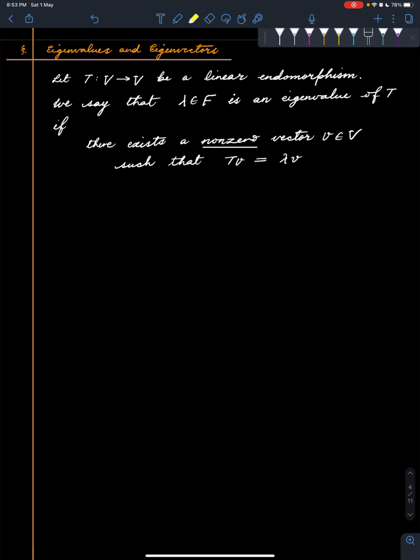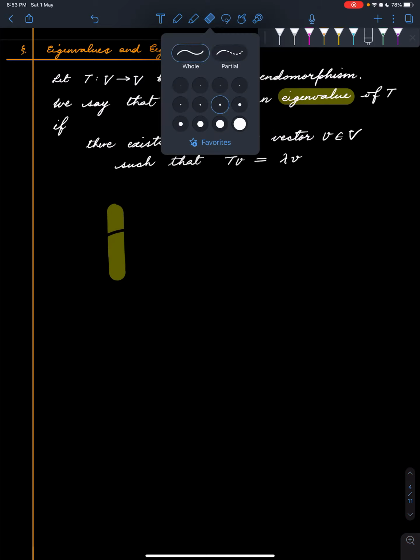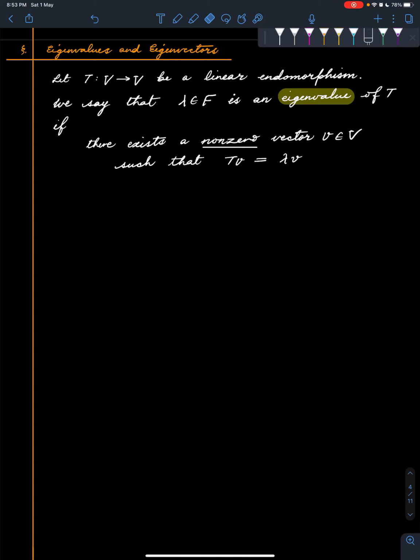Let me also highlight the definition that we are making. We have defined the notion of an eigenvalue, and let's see what we are trying to actually capture. Suppose I have a vector space, which of course the best I can do is think in R2. So suppose we have a vector space.